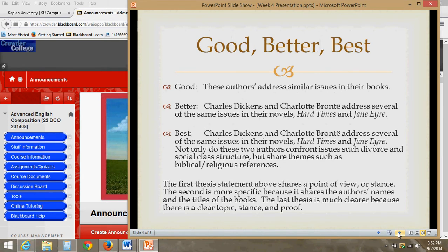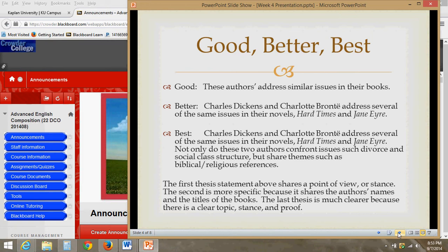So let's look at some examples. Here I have some compare and contrast thesis statements. The first one says, so this is kind of the low end, but it says, "These authors address similar issues in their books." So the purpose of the essay is clear.